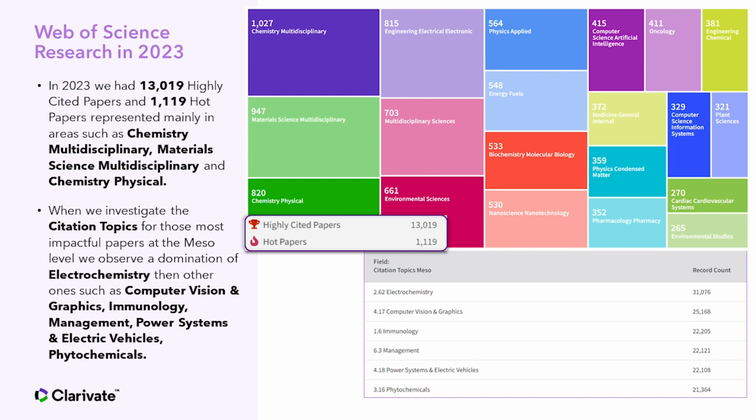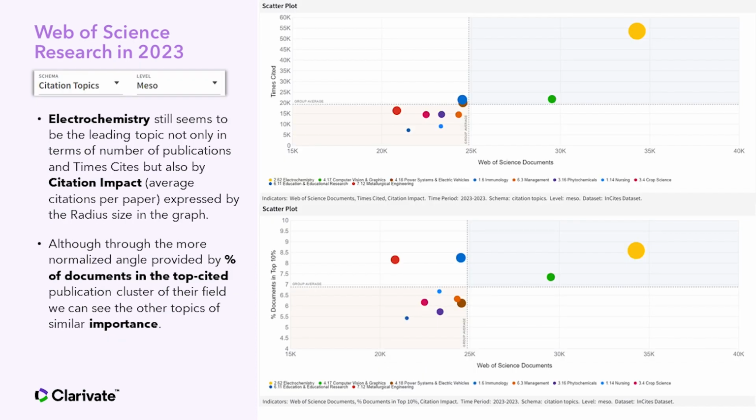I do the same analysis, but now I'm not looking at the whole field or the whole research area anymore. I'm looking at the topics. And now we find electrochemistry, and then computer vision and graphics, and so on. And we do the same. So this is for the highly cited papers, and this one is for the hot papers. Again, we see electrochemistry comes first. Computer vision is interesting, right? So this is where you would find the higher proportion of documents in the top cited publication clusters. So here we have electrochemistry, and then the blue one is again immunology. The green one is computer vision and graphics.